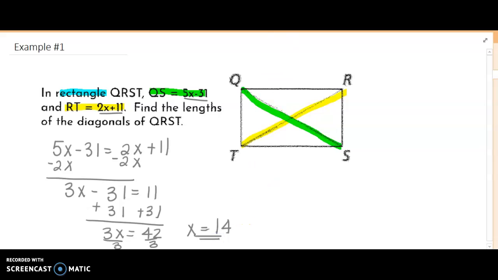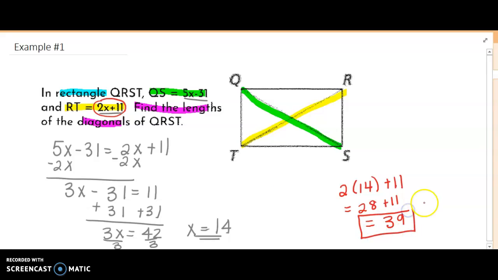Okay, now we are not done because the question wants us to find the lengths of the diagonals. So I'm going to take this 14 and plug it into either one of these. It doesn't matter which one I plug it into. I'm going to plug it into this one. So 2 times 14 plus 11, that'd be 28, plus 11, which is 39. So the diagonals are 39 units. Guys, you could have plugged this 14 into here, and you would have gotten the same thing as well.